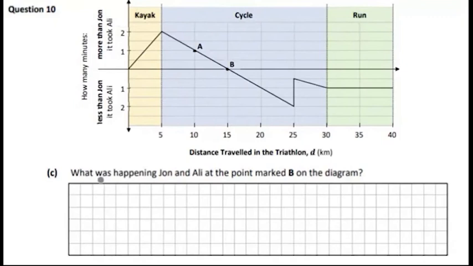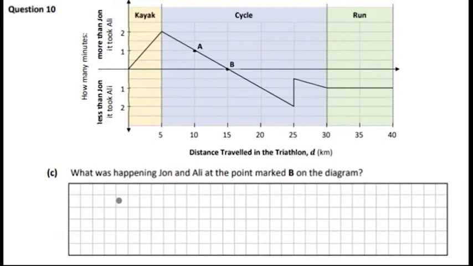What is happening to John and Ellie at the same point, mark B on the diagram? If we look at the pattern, he's going slower, then he's coming down here, getting faster and faster. Okay, so he's after catching up. So at that point, they actually meet. Okay, so they're at the same speed.